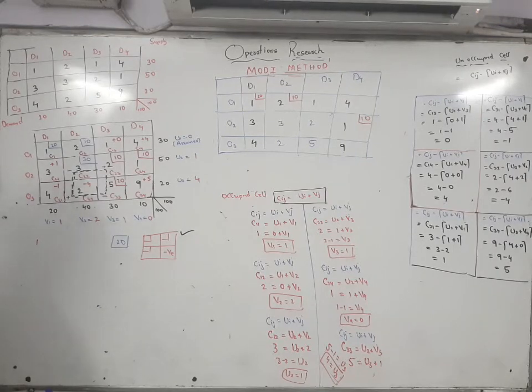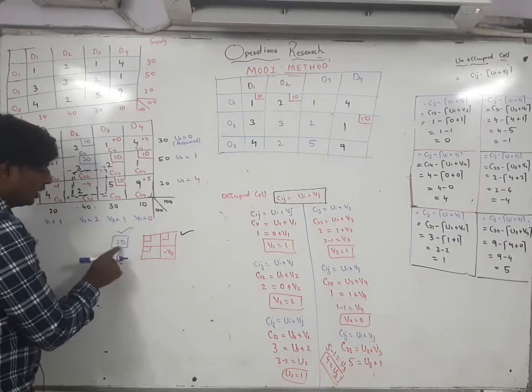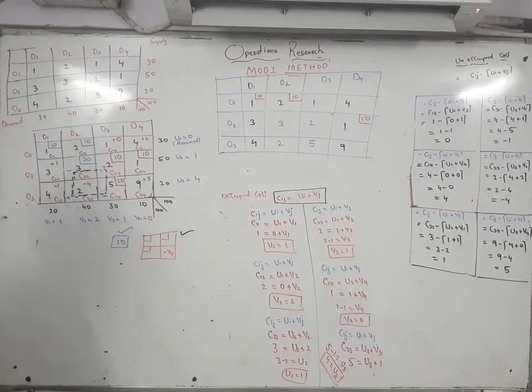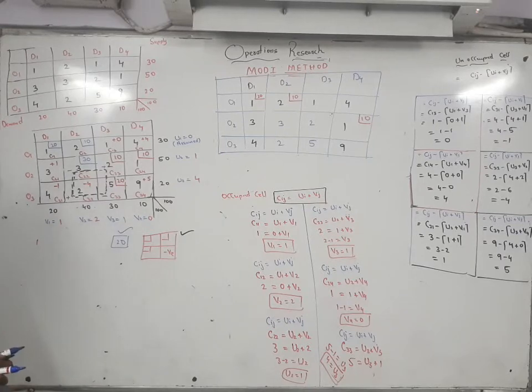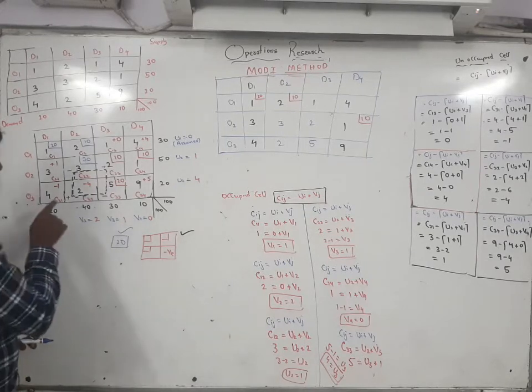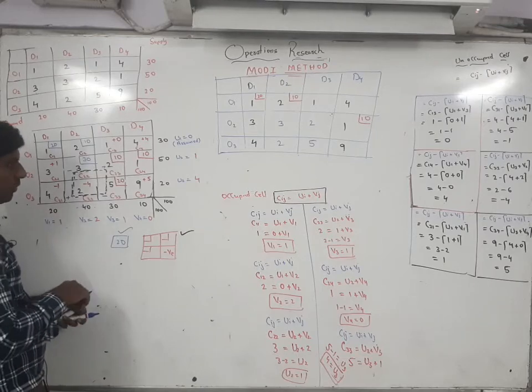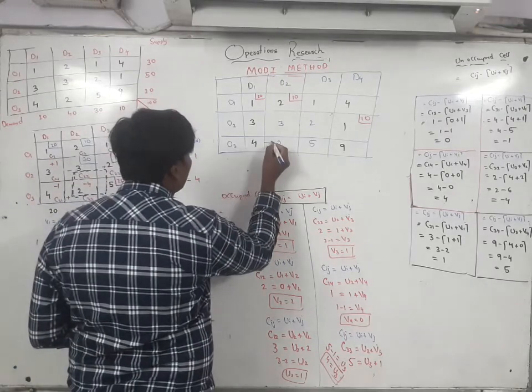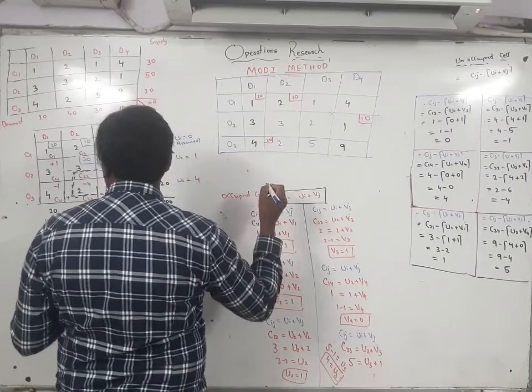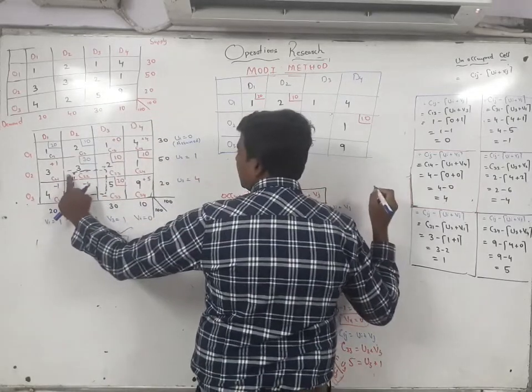What did I select as the term? 20. So wherever I am getting plus, I have to add 20, and wherever I am getting minus, I have to subtract 20. So here plus is there. So I will start from here: plus 20. What will I write here? Plus 20. Here minus is there. As you can see here, minus.